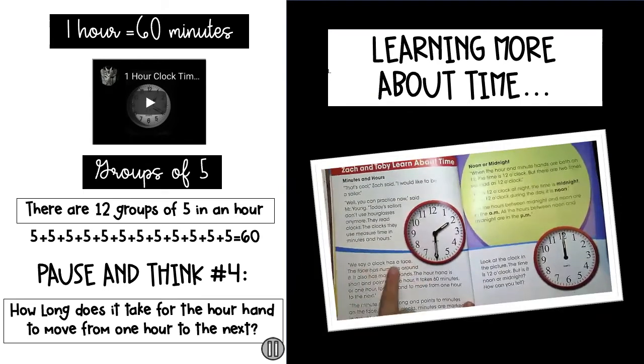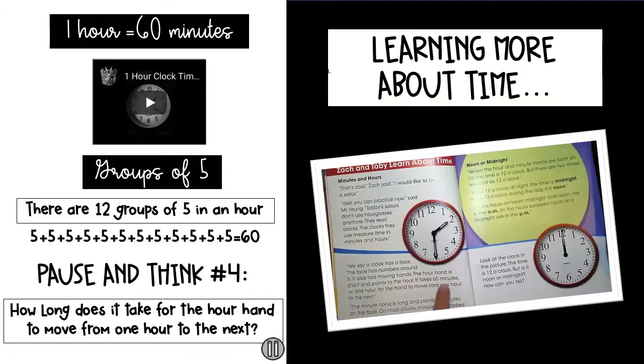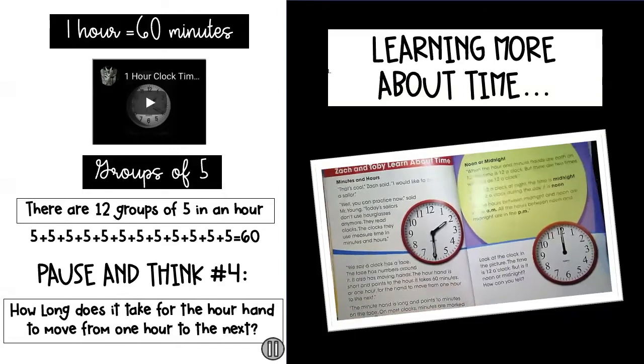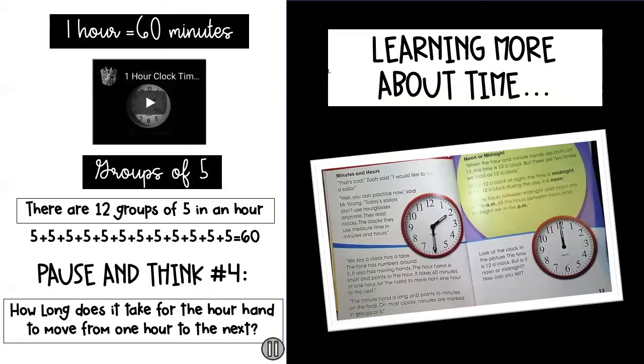We say a clock has a face. The face has numbers around it, but also has moving hands. The hour hand is short and points to the hour. It takes 60 minutes or 1 hour for the hand to move from 1 hour to the next. The minute hand is long and points to minutes on the face. On most clocks, minutes are marked in groups of 5.